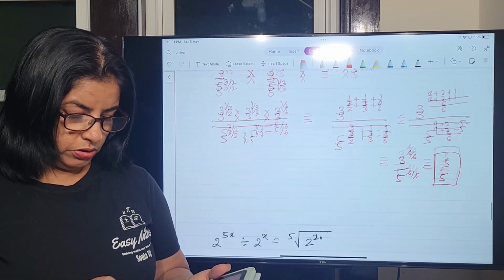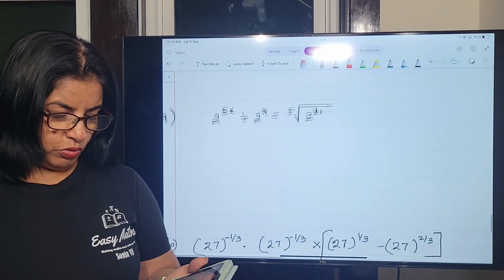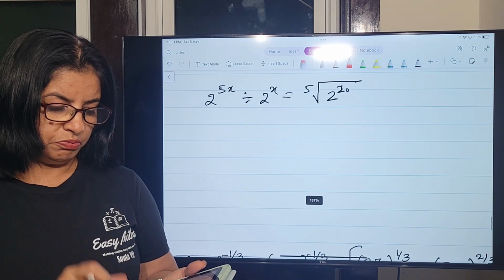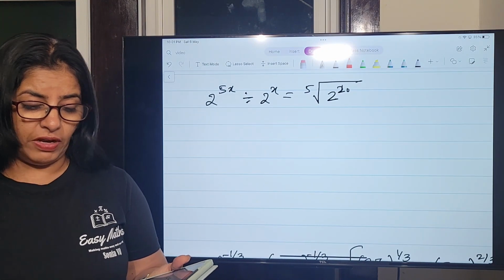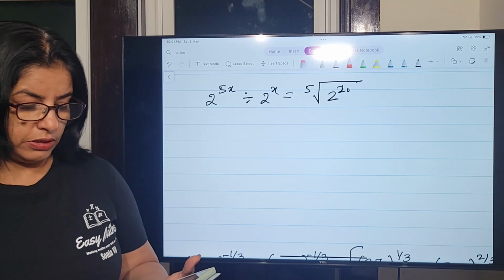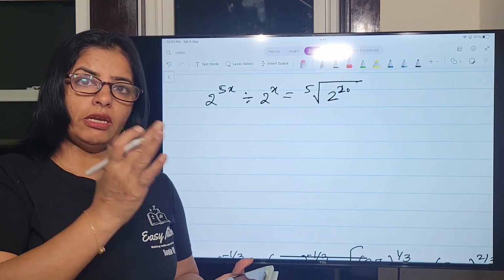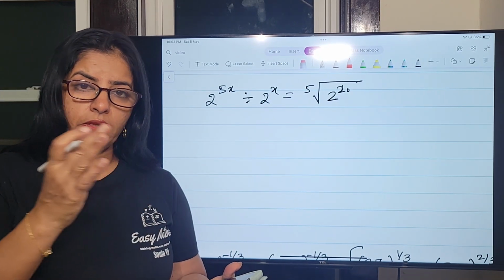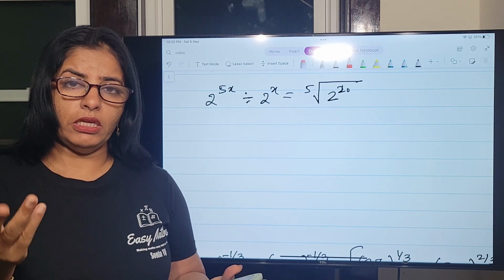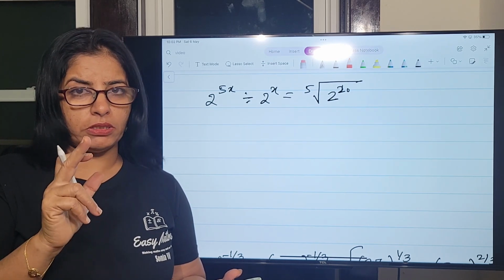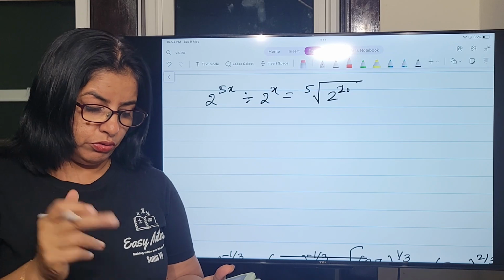Last question. No, there are two more questions to this. Now here you have to find the value of x. What do we do in this case? First we solve the left hand side and the right hand side separately. Then equate the powers if the base is the same. That's the concept that we are going to use here.